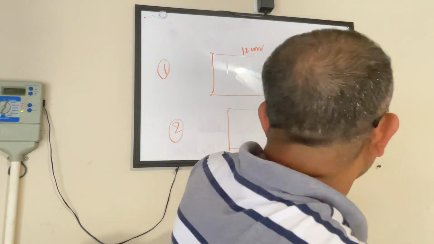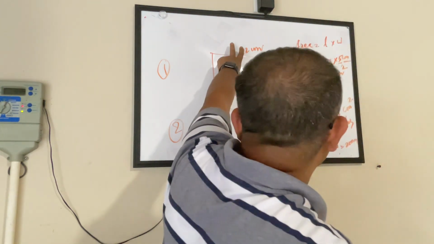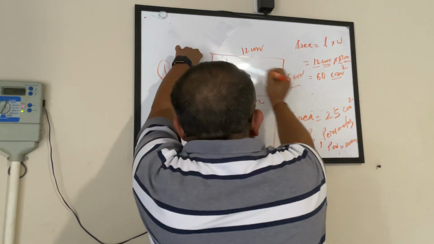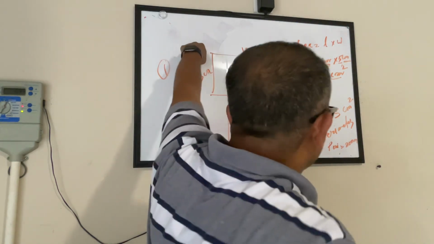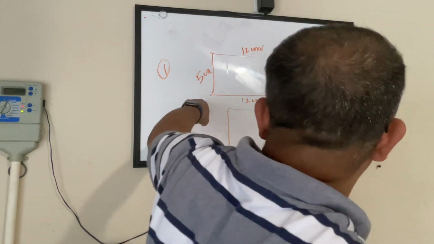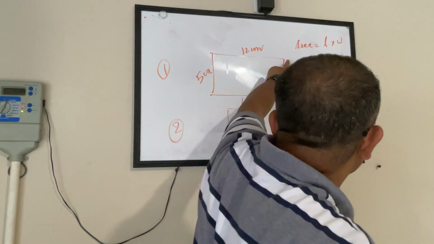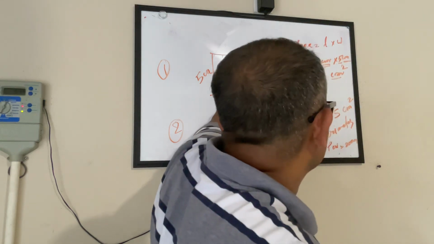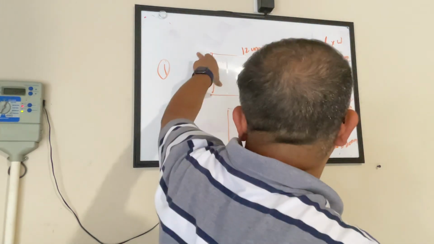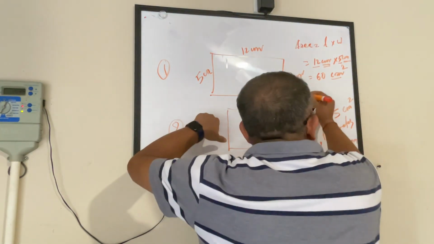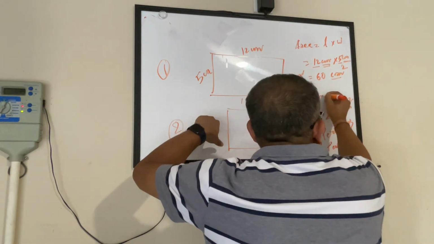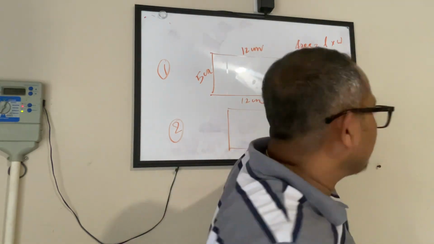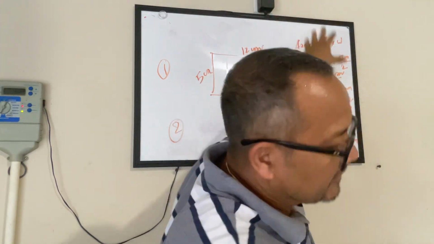Okay? Now, perimeter. Now we know it's a rectangle. This is 12 centimeter, this is 12 centimeter. This is 5 centimeter, this is 5 centimeter. So my perimeter is the sum of the length of all the sides. So 12 centimeter plus 5 centimeter, 17 centimeter. Plus 12 centimeter is 29 centimeter. Plus 5 centimeter is 34 centimeter. So perimeter is equal to 34 centimeter.